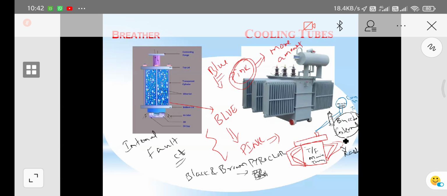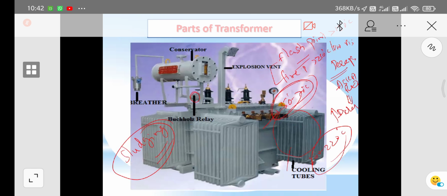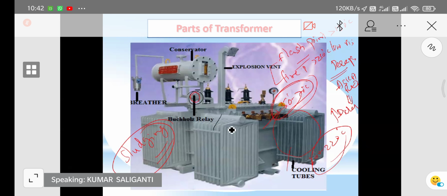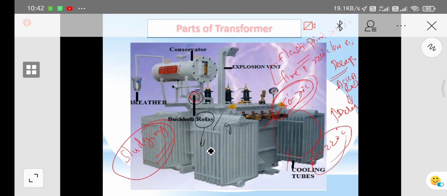So in order to detect the internal faults, the Buchholz relay is used here. Generally the Buchholz relay is a gas operated relay. The relay is nothing but a device which senses or detects the faults. The function of a relay is to detect faults. So the Buchholz relay is a gas operated relay, which has been asked many times in competitive examinations.